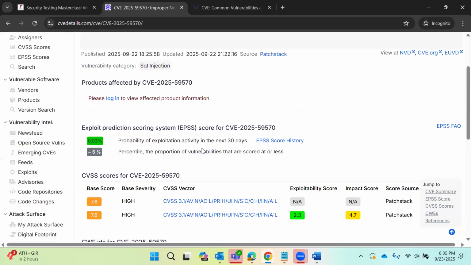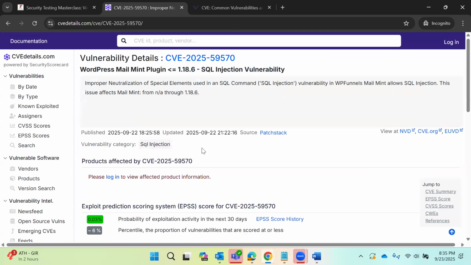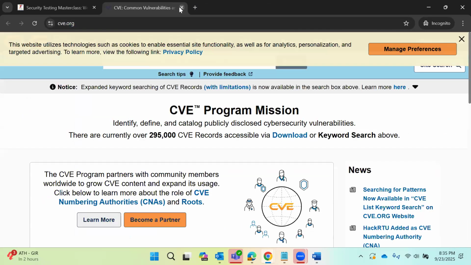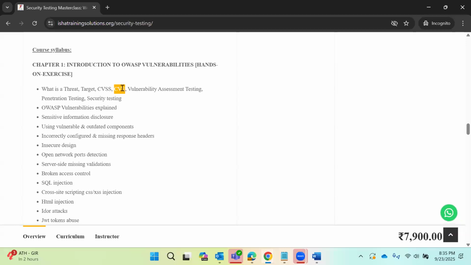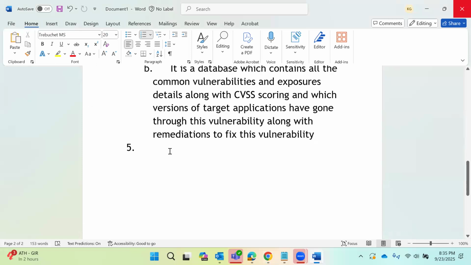So attackers go through all this data. And in fact, I should go through such data to learn more in the industry. Okay. So this is the website, cvedetails.com, that you have seen. That's about CVE, guys.